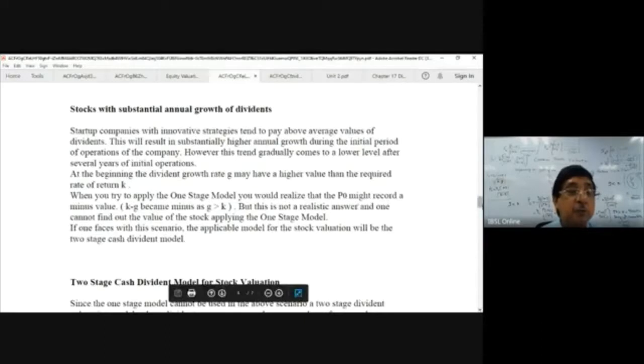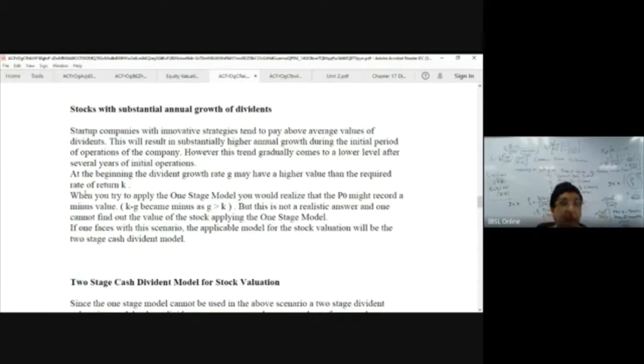Right. Now, today we are going to start with the stocks with substantial annual growth of dividends. That's what startup companies normally with innovative strategies tend to pay: above average values of dividends. This will result in substantially higher annual growth during the initial period of operations of the company. Now, that normally happens in the initial period. However, this trend gradually comes to a lower level after several years of initial operations. Now, that normally, say, from 5 years to 7, 8 years, it happens.